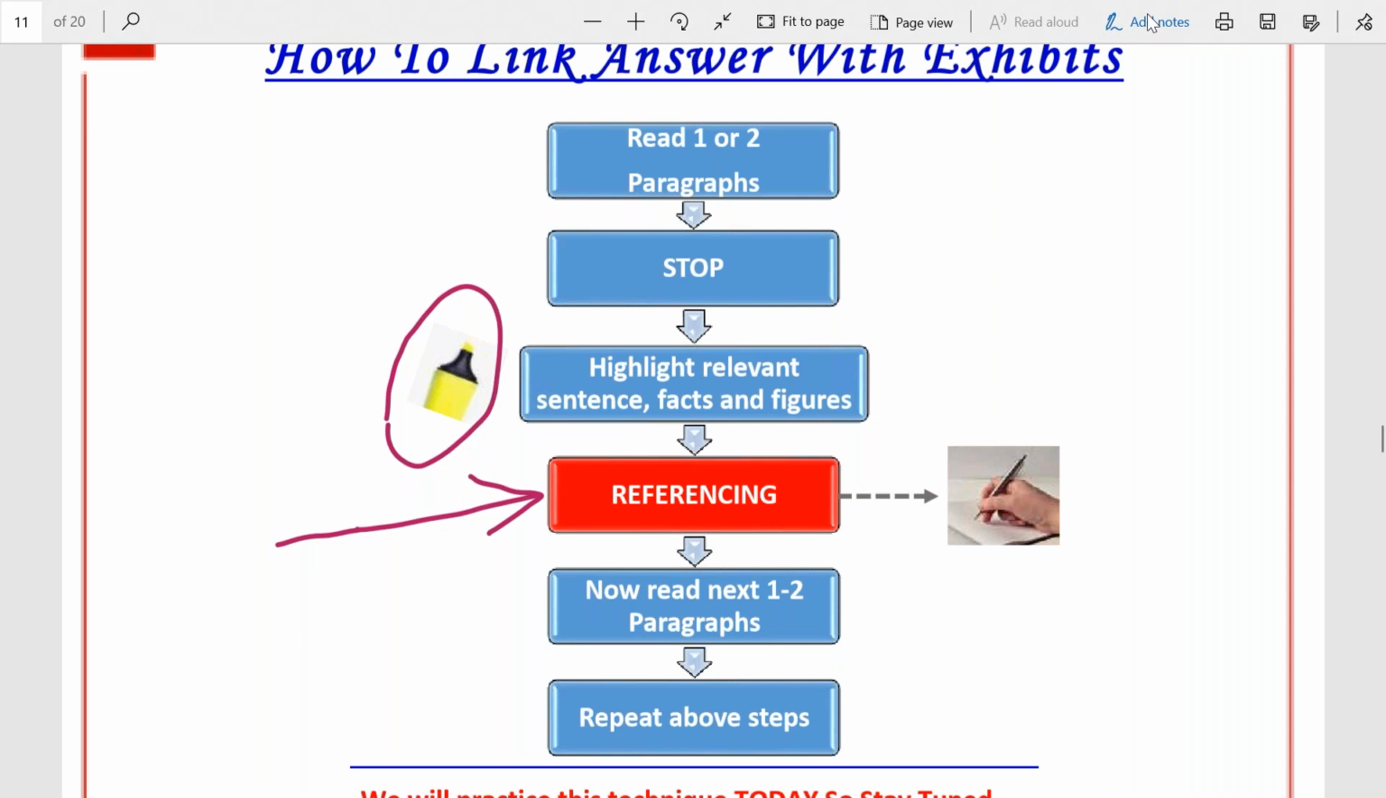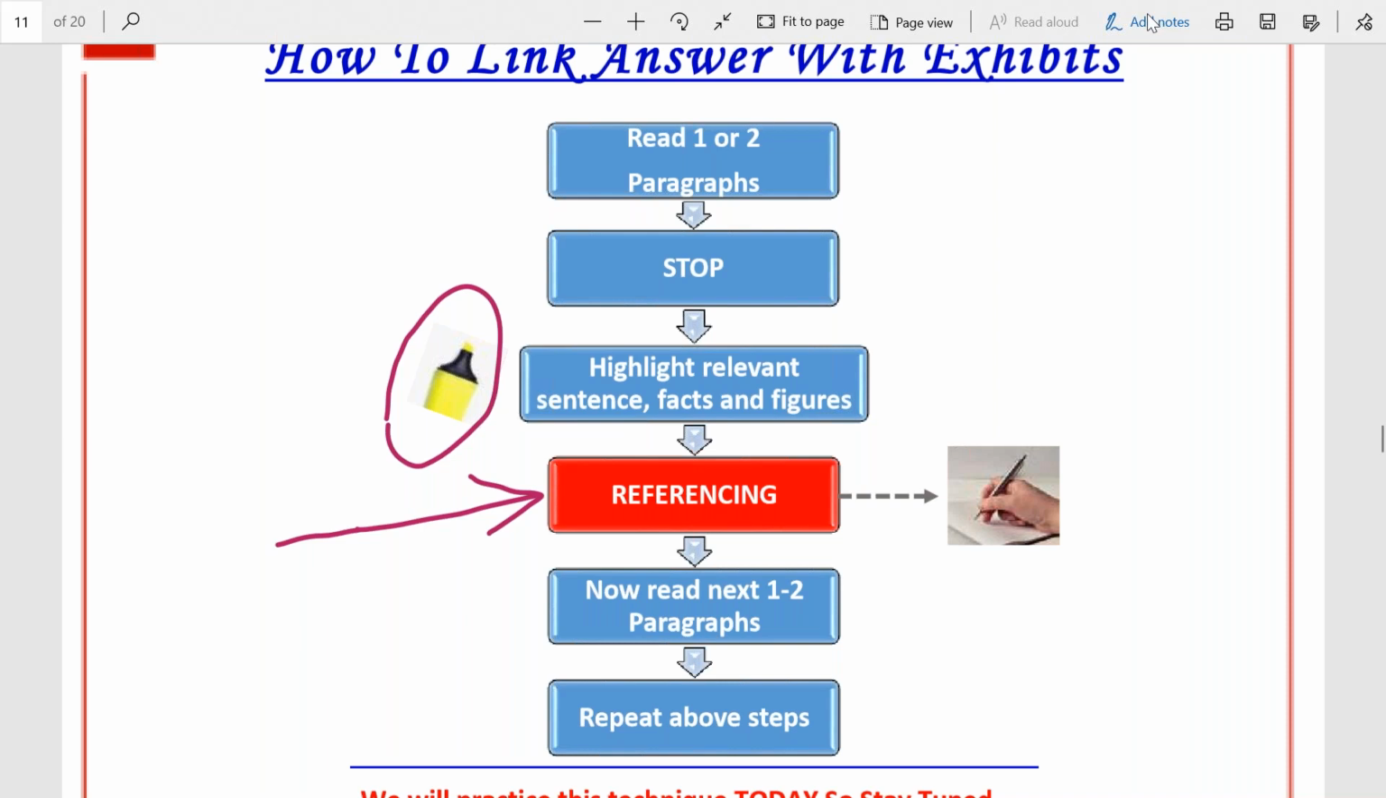So if you highlight stuff and don't put referencing or the question number against the highlighted things, you will forget as you read on and on. You cannot remember 12 pages. You will feel that you had read something somewhere, but now you will spend precious time hunting for that. So in SBL, just highlighting is not enough.